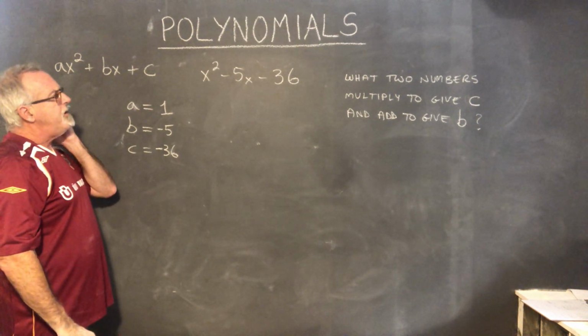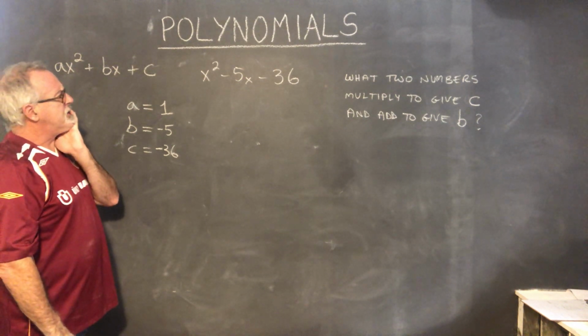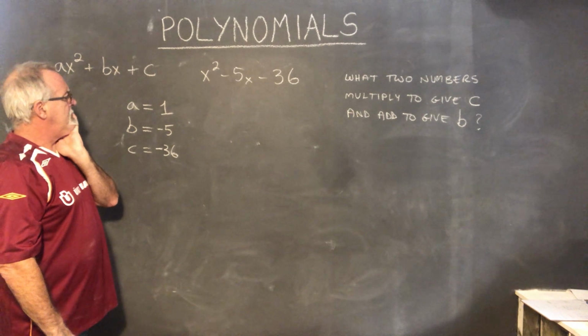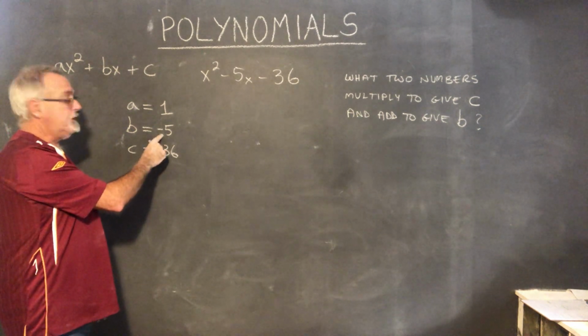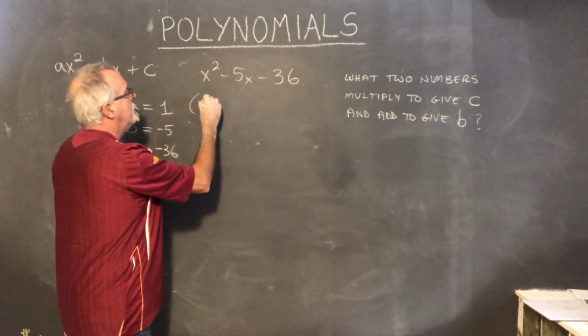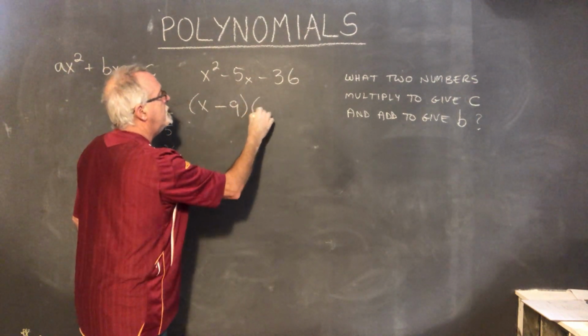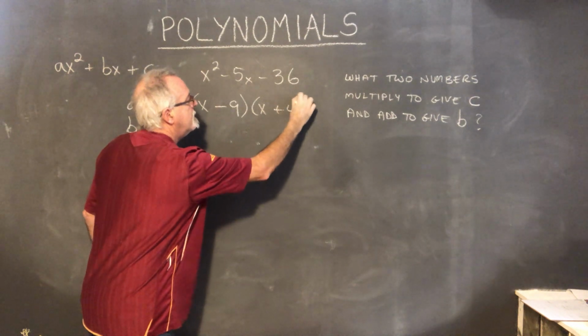How about -9 and +4? Is that working? -9 times 4 is -36. -9 plus 4 is -5. It's working. -9 and +4. That's what I said, right?